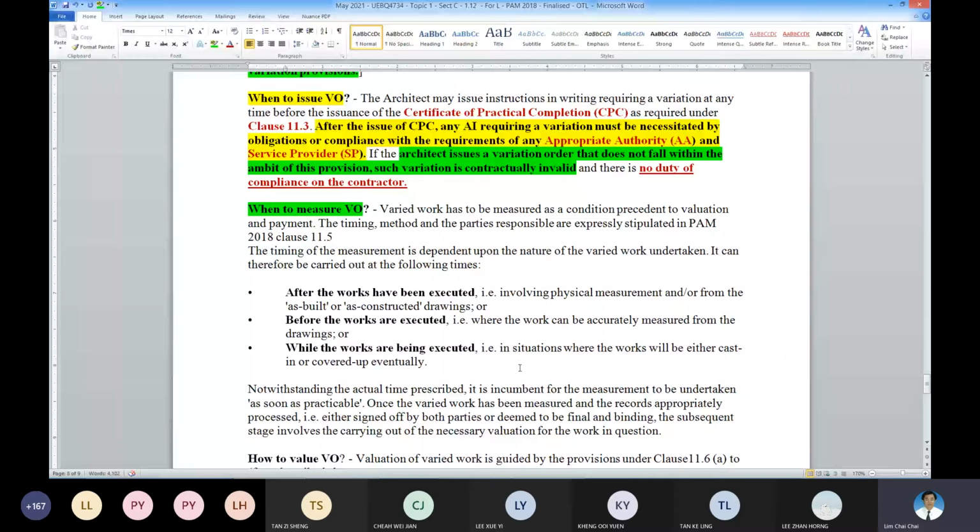You measure, and sometimes the work is going to be buried or cast in. Then you take photos to substantiate it. Before the work executed, when you are given a good plan or drawings, then you can take it. After the work completed, if it is not buried, you can measure; if it's buried, then you cannot. Or you can measure it from the as-built drawing. So these are the so-called measurements for finalization of the account, usually after the as-built drawing is produced or the work in progress and so on.